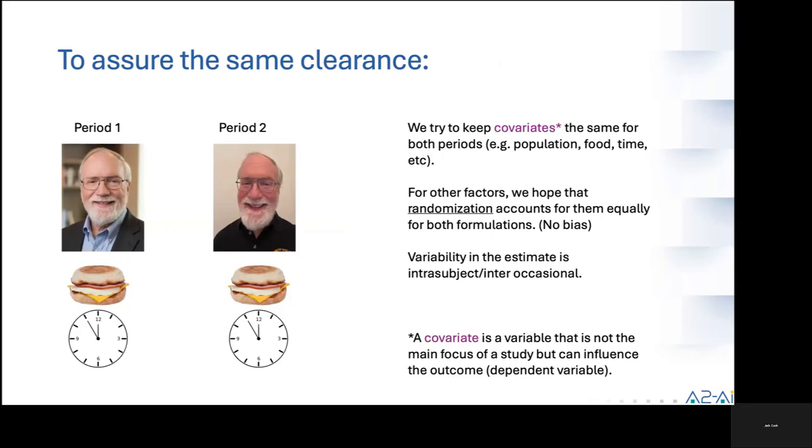To assure the same clearance, we try to keep a lot of things the same, those being covariates. We try to use the same population for both, the same food, time. For other factors, we hope that randomization accounts for them equally for both formulations so that there's no bias. And when we run a crossover study, the variability in the estimate can be called intra-subject or interoccasional variability.